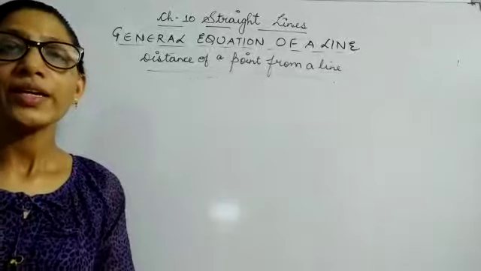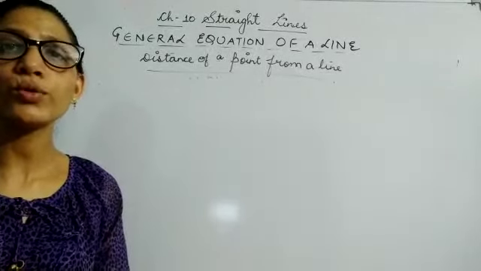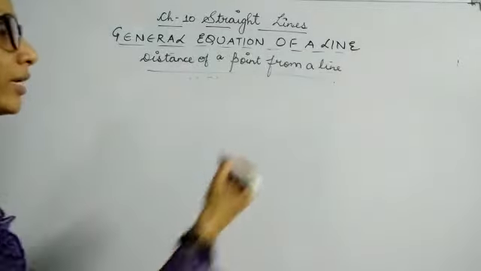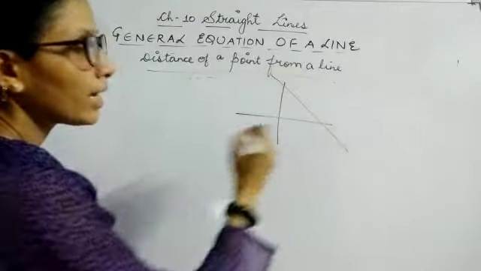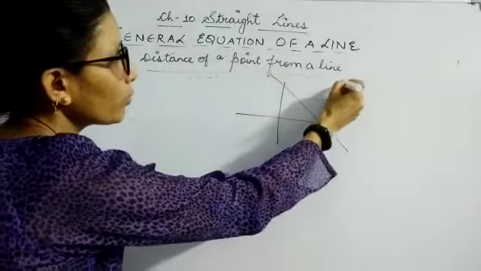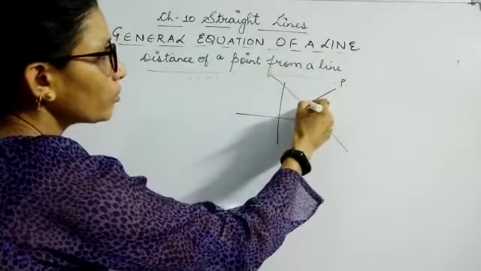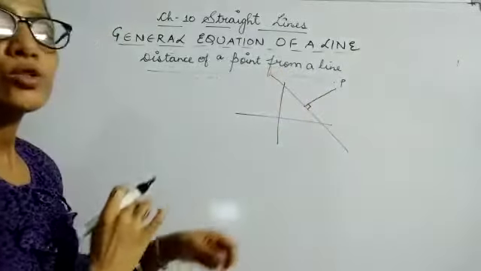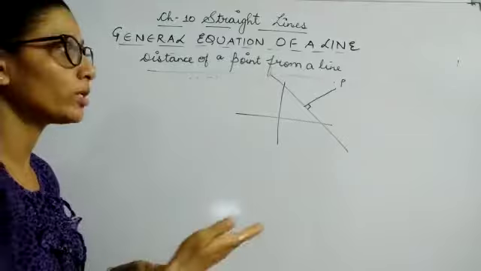Hello children, in this video we are going to learn how to find the distance of a point from a line. Let's understand it by a diagram. Say this is your line and this is a point P, and you need to find the distance of this point P from this line. Whenever you want to find a distance, you need to calculate the perpendicular distance.